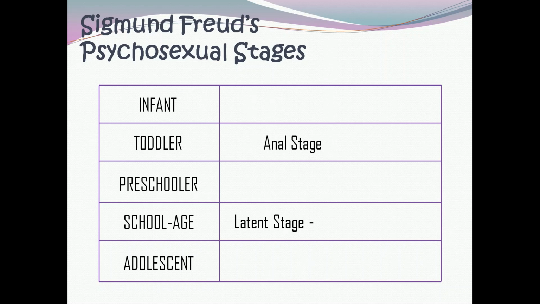Okay, let's now discuss Sigmund Freud's psychosexual stages. Infants. This is the oral stage. The infant explores everything using his or her mouth. Therefore, provide safe and clean toys. Feed also according to infant's need. Toddler. It is the anal stage. The toddler starts toilet training.